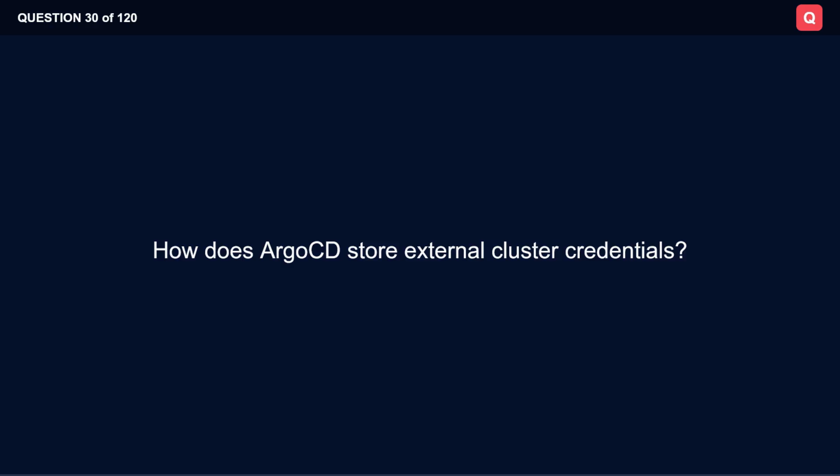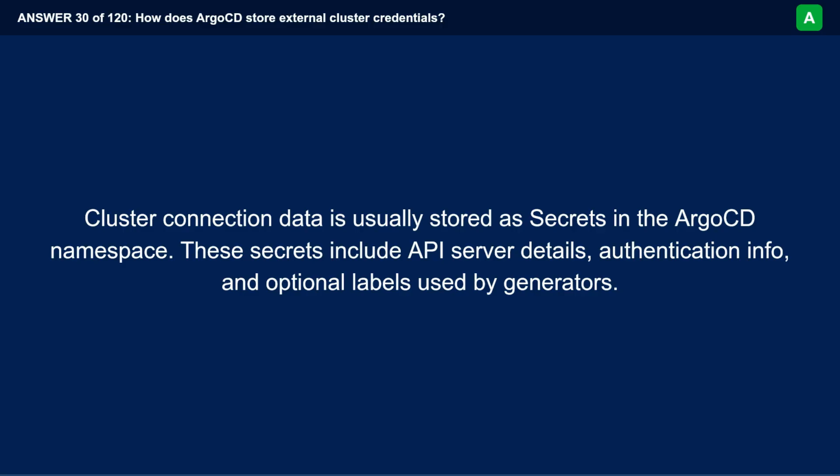How does ArgoCD store external cluster credentials? Cluster connection data is usually stored as secrets in the ArgoCD namespace. These secrets include API server details, authentication info, and optional labels used by generators.